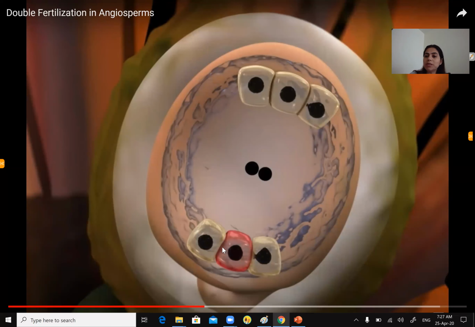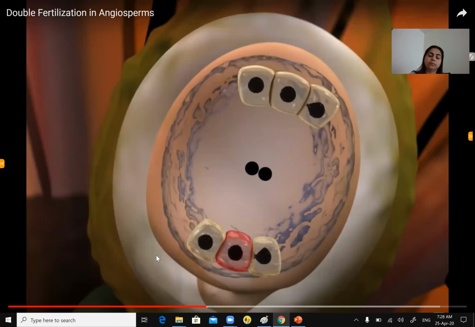This one with red color is the egg cell, okay? So there are eight haploid cells. One of them is near the opening of the ovule, which is called the micropyle. Here we have one egg cell. So one, two, three, four, five, six, still we have two more, seven, eight. These cells are polar nuclei.